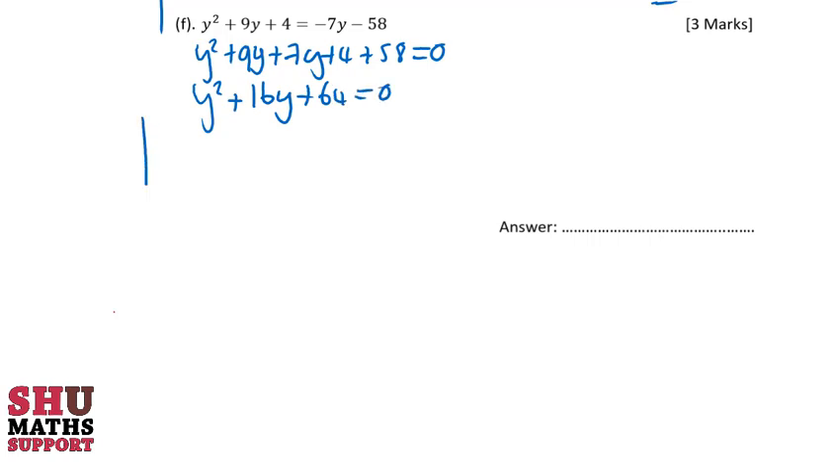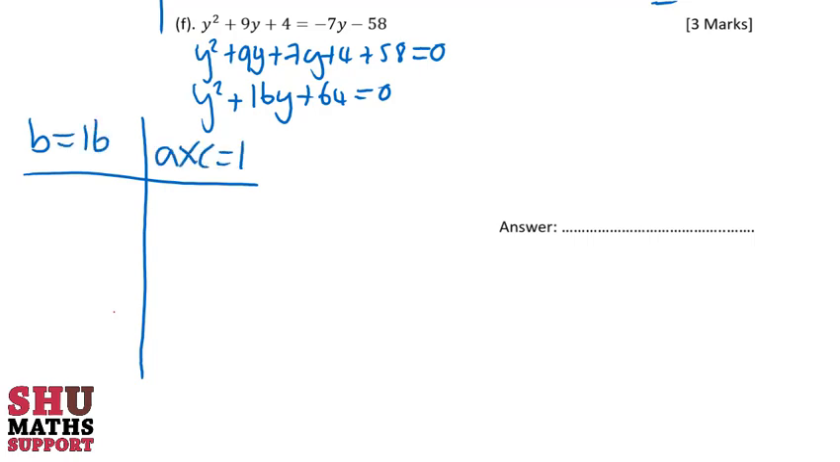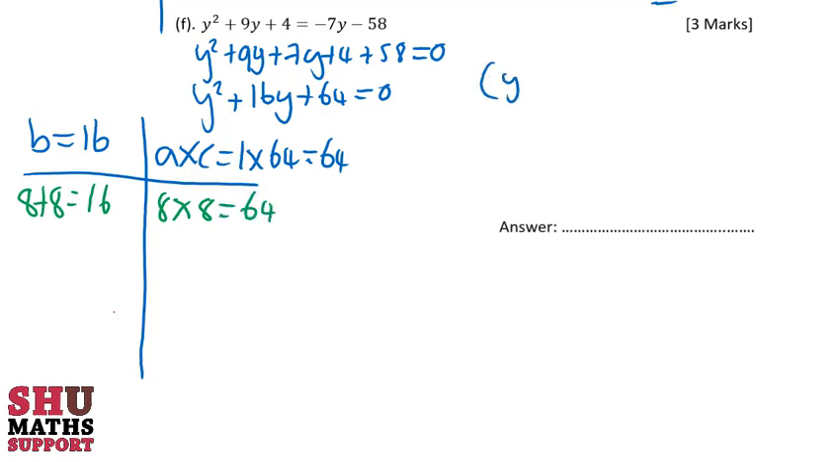And then we'll make up our table. We've got b is equal to 16, a times c is equal to 64. Then we need two numbers that add together to make 16, then times together to make 64. So I can sort of see straight away that 8 plus 8 is equal to 16, and 8 times 8 is equal to 64. So the two values we need are 8. Then we have y plus 8 times y plus 8 is equal to 0. And then we'll just expand this to double check it.